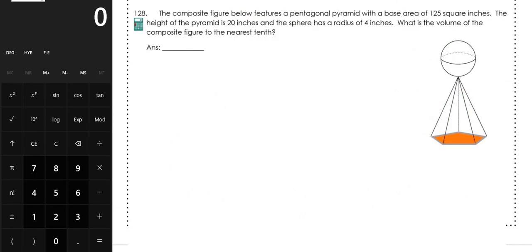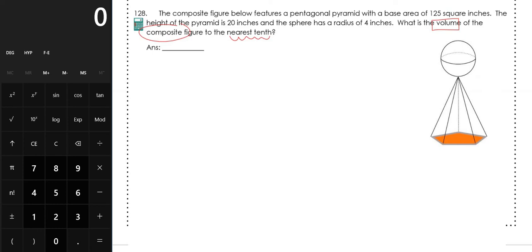Number 128. Read it and then come back. The ask of this question is to find the volume of the composite figure to the nearest tenth. Now, a composite figure is one that's made up of more than one shape. So here we see that there's a pyramid and there's a sphere.